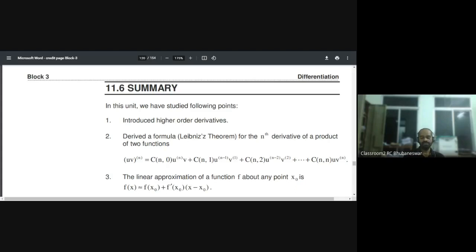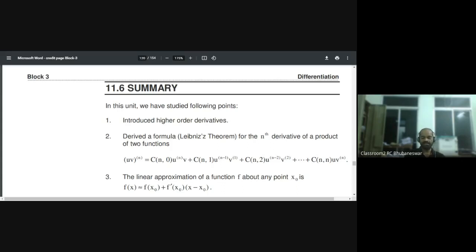The first one is Cn0. So Cn0 means this is the combination formula, and as we know, Cn0 is the combination of n things taking 0 at a time. So we have to use here the formula of combination, and that is n factorial divided by 0 factorial into (n minus 0) factorial.